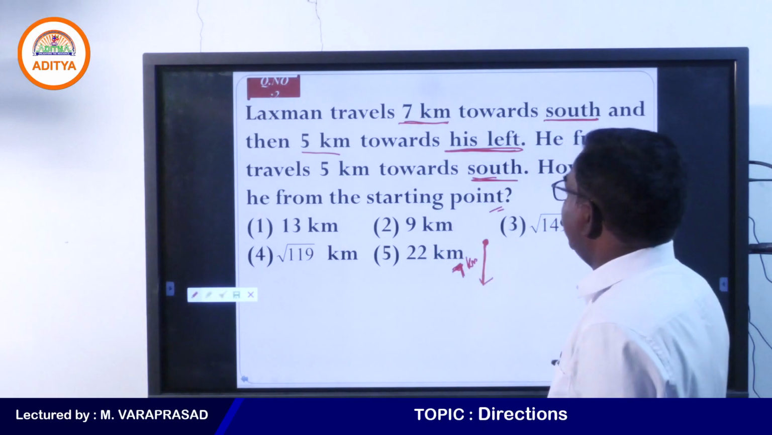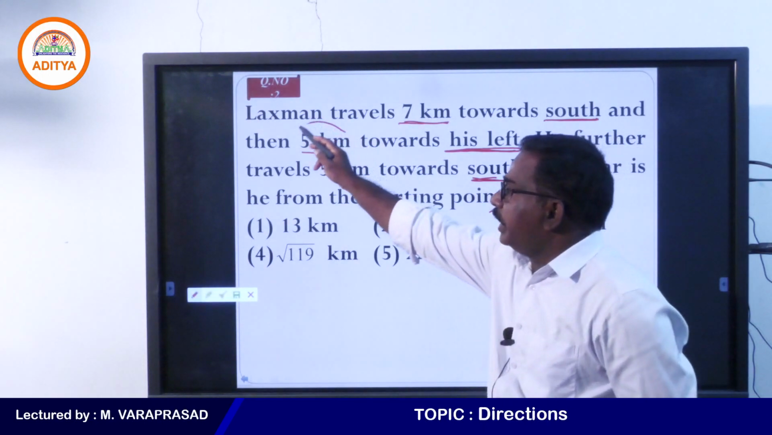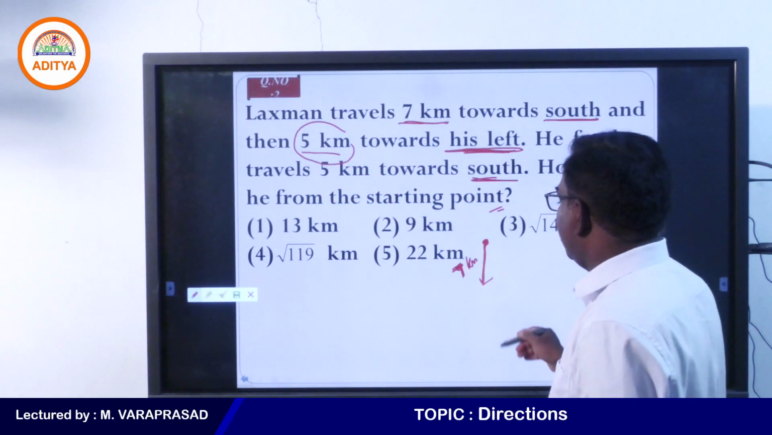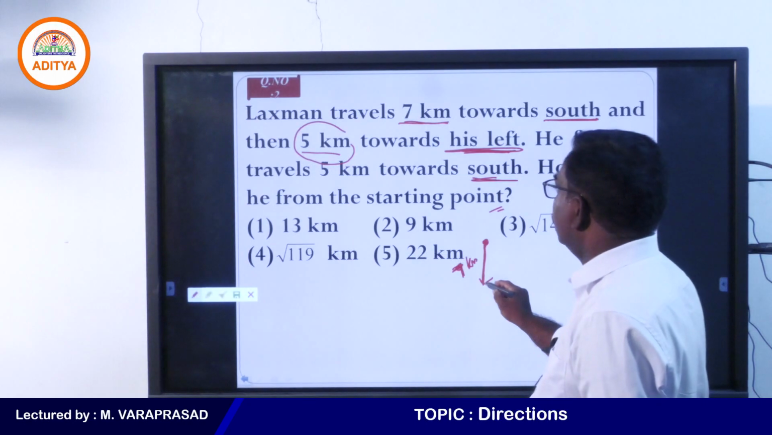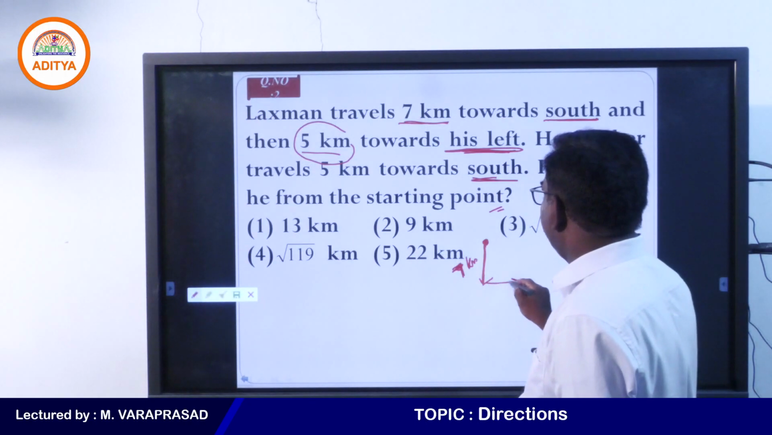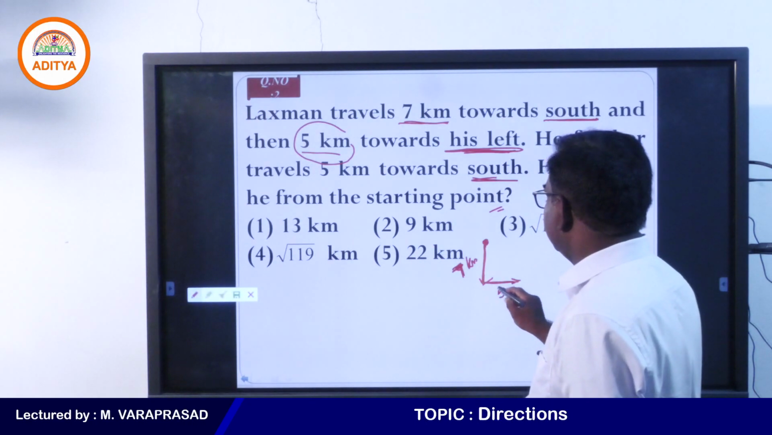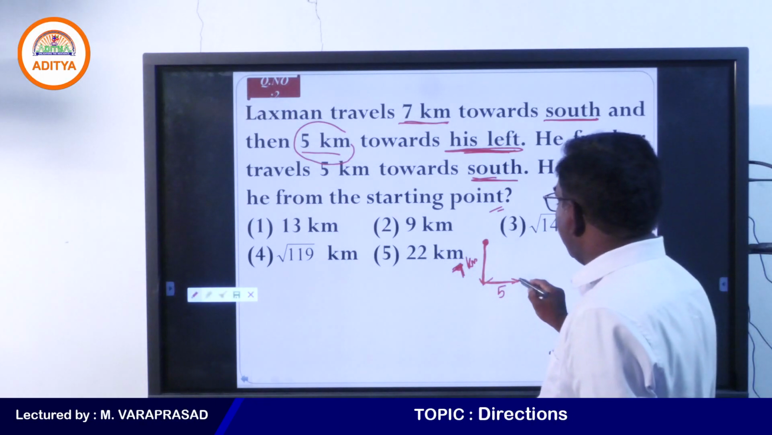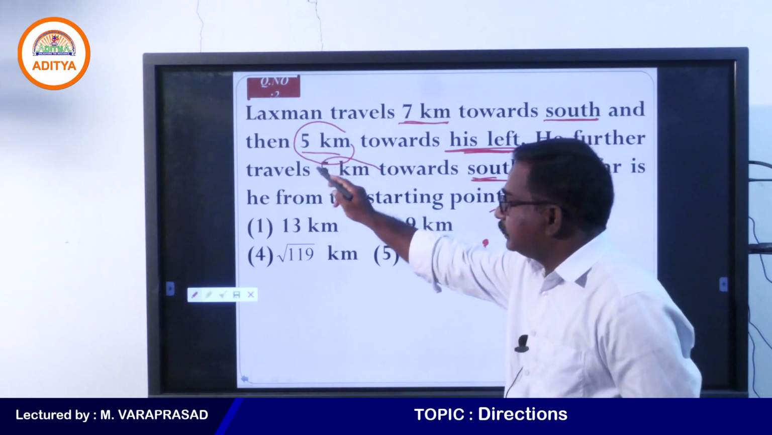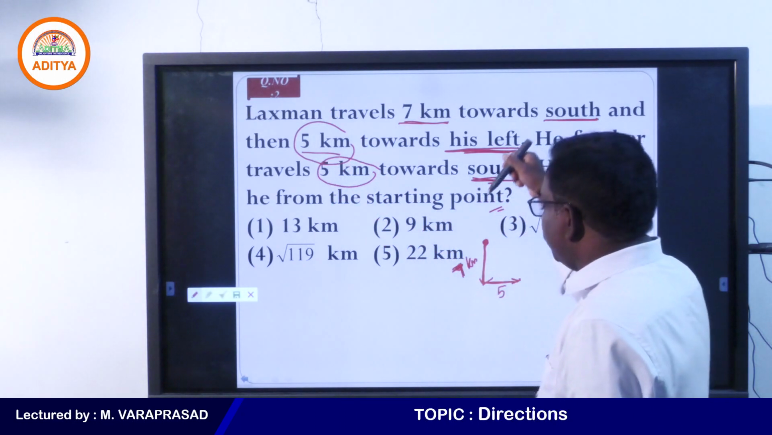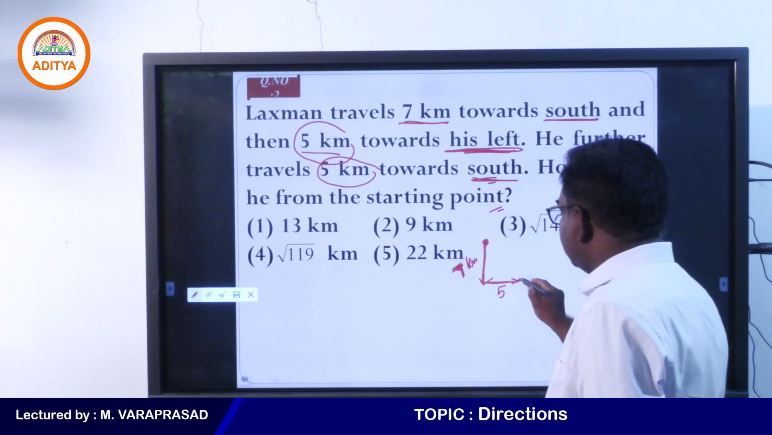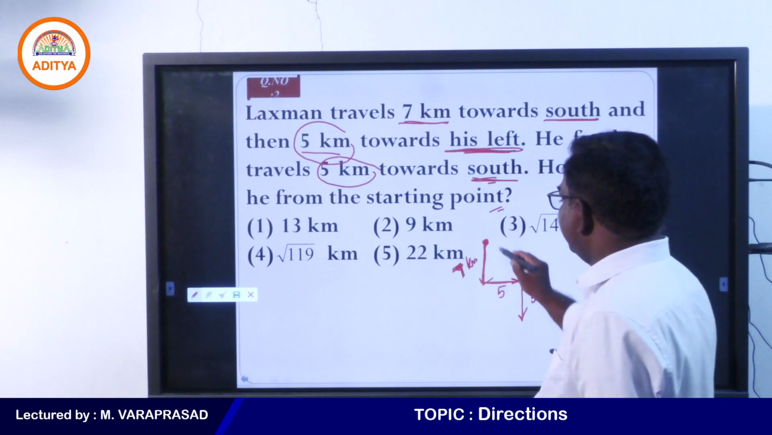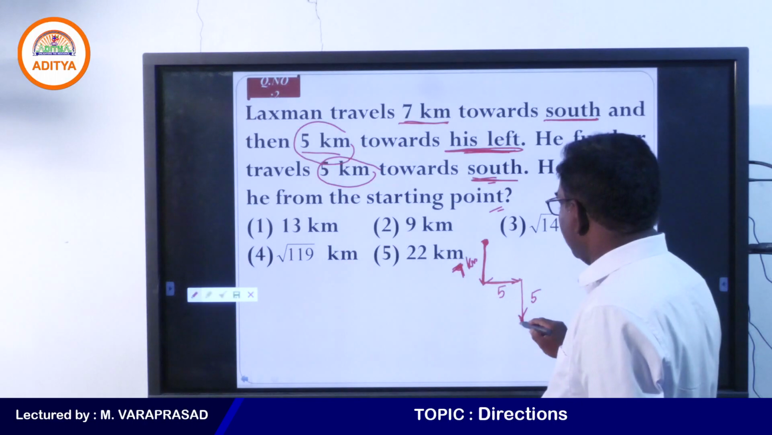After that, what happened? He travelled 5 kilometers to his left. Left means anti-clockwise direction, to his left, 5 kilometers. Now, if he further travels 5 kilometers again towards south, meaning again down direction, 5 kilometers again. Now, this is the initial point and this is the final point.